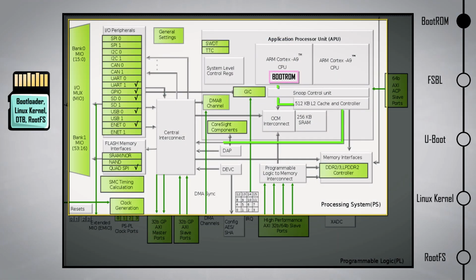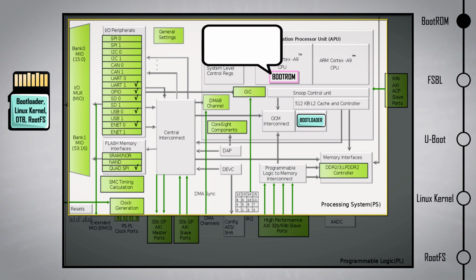So when the BootROM fetches the bootloader from the SD card, it places it in the 256 kilobyte memory of the internal static RAM, or SRAM, so one of the CPUs can execute the code later when the BootROM code is finished running. After the entire bootloader is transferred over to SRAM, the BootROM will hand off execution to it.